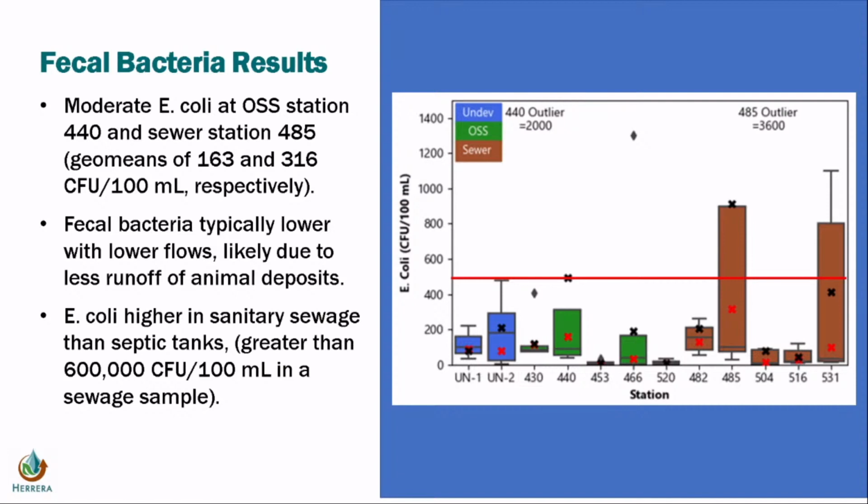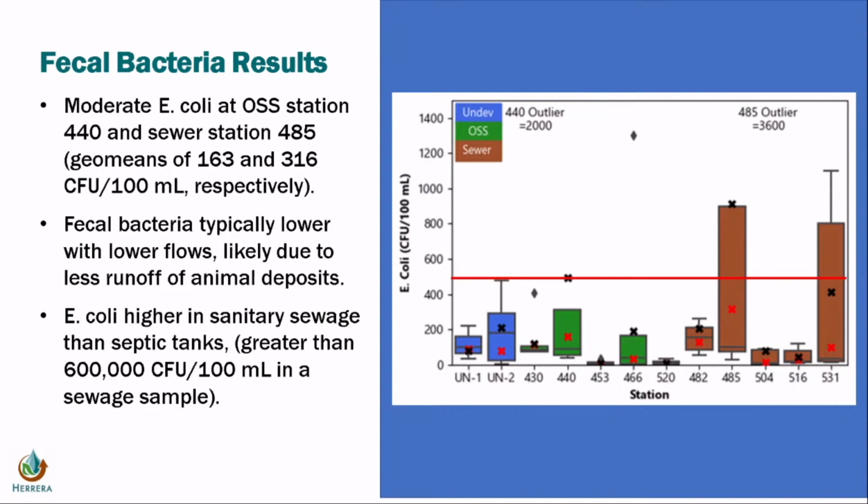Now the fecal bacteria results are shown here for E. coli on the right. We did not find high concentrations over our threshold of 500 on average for a geometric mean, shown in red X's, by the way. But we did find moderate concentrations at station 440 in the OSS area, as well as a sewer station 485 in the sewer area. Fecal bacteria concentration did follow a pattern of being lower at lower flows or increasing with flow, likely due to runoff containing animal deposits of feces in these basins.